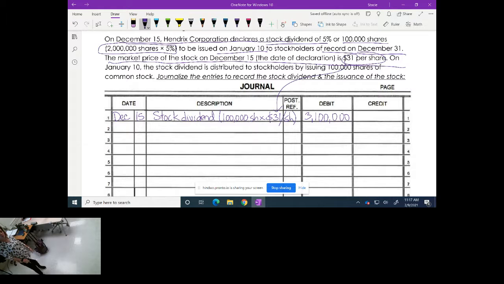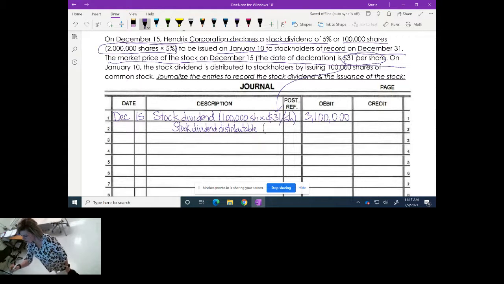All right, so we will credit stock dividend distributable. We ought to have a contest and see who can say it the most times without fumbling. Distributable. You have to really focus.